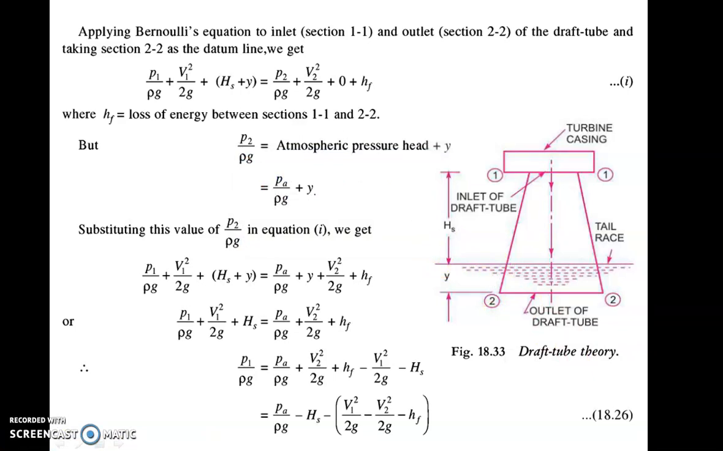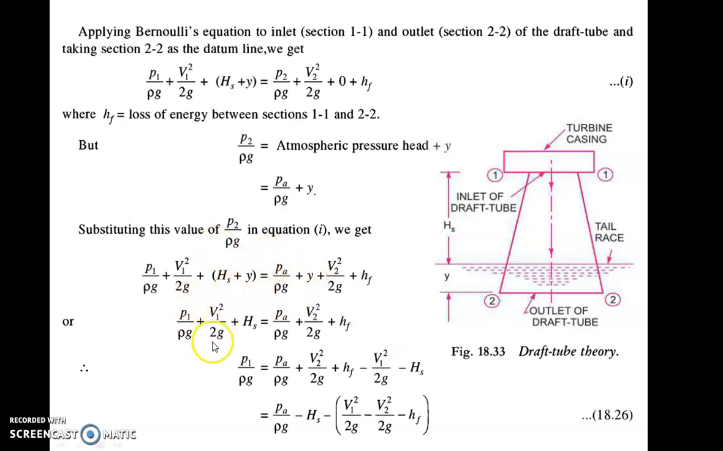So P2 by rho g will be nothing but PA by rho g plus y, so that will be the pressure increment at point P2. So P2 by rho g is equal to PA by rho g plus y by hydrostatic law. So that's why we can replace P2 by rho g by PA by rho g plus y, and substituting this value of P2 by rho g in the above equation, we get P1 by rho g plus V1 square by 2g plus HS plus y is equal to PA by rho g plus y plus V2 square by 2g plus HF, and if you simplify this, y will get cancelled.